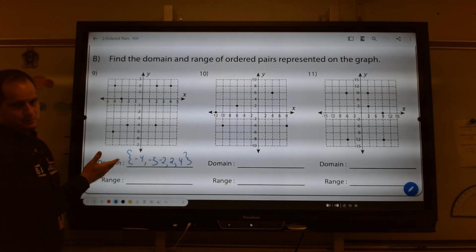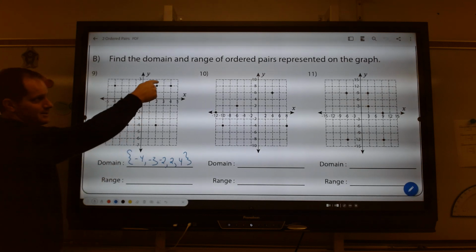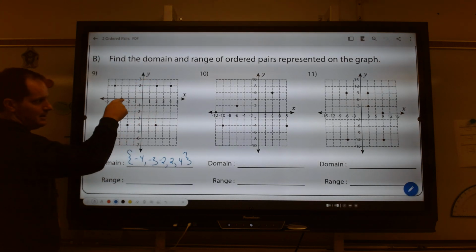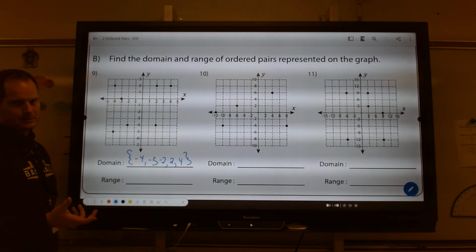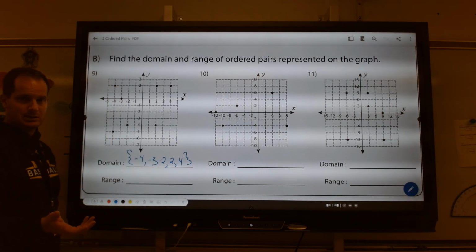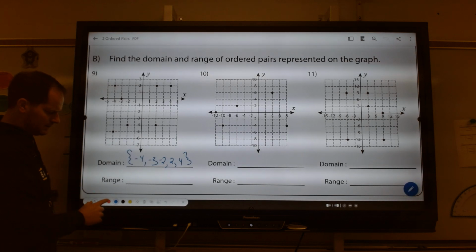Now obviously this relationship is not a function because it doesn't pass the vertical line test. Our input of 2 and our input of -4 have multiple outputs. By definition, it's a relationship, it's just not a function.